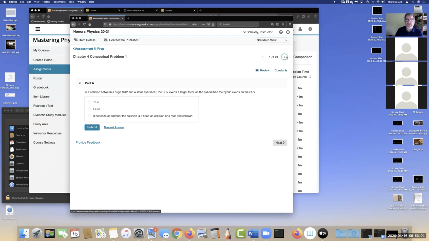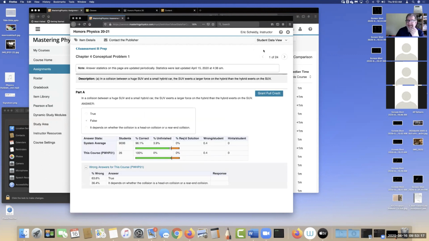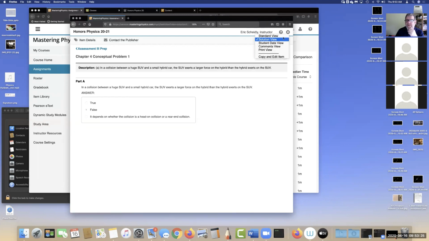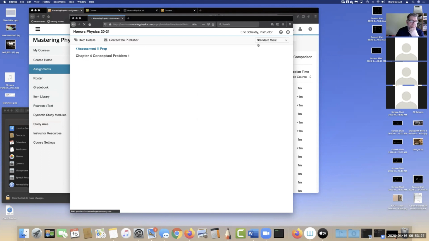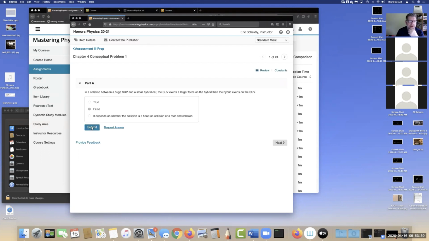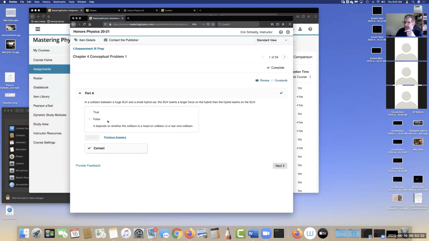So, a collision between an SUV and a small hybrid car: the SUV exerts a larger force on the hybrid than the hybrid exerts on the SUV. No, that is false. And the reason why I'm so quick to say false, my art pen has buttons on it. Not the solution view. I don't want to see it. I already know the answer. Come on now. The answer is false. And the reason why I know immediately is because Newton's third law says action, reaction. When one object exerts a force on the other, the forces are equal and opposite.